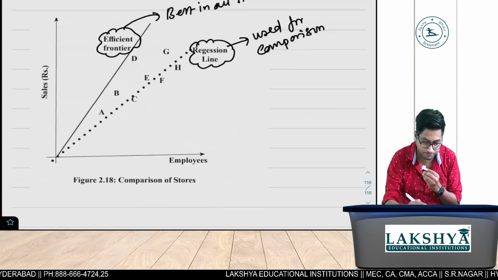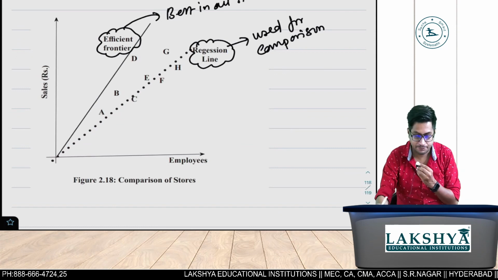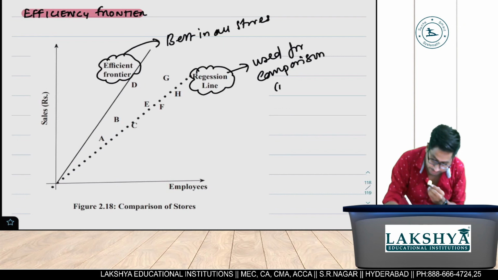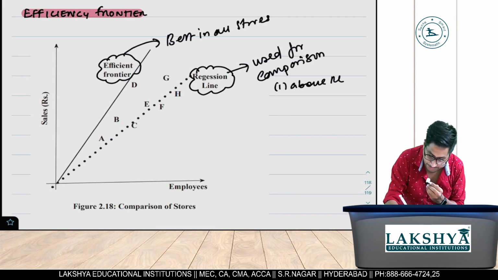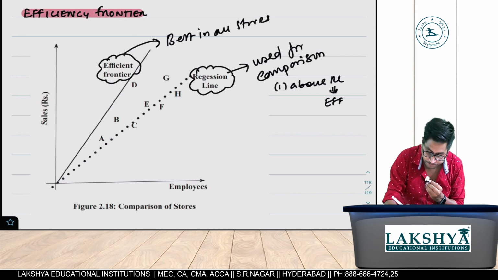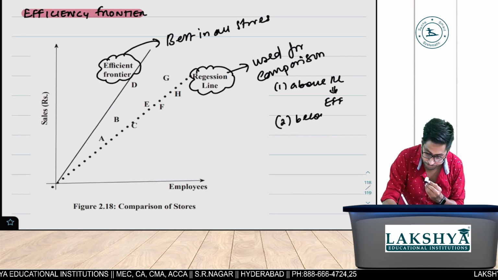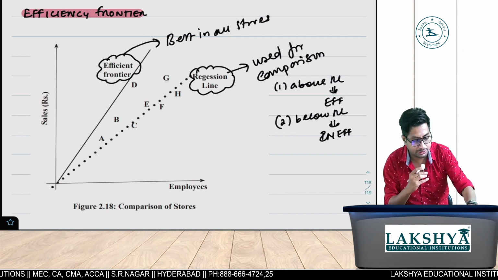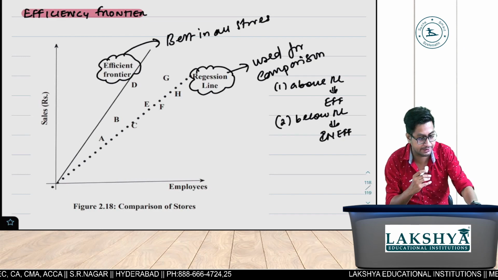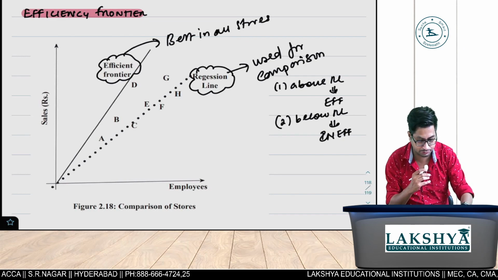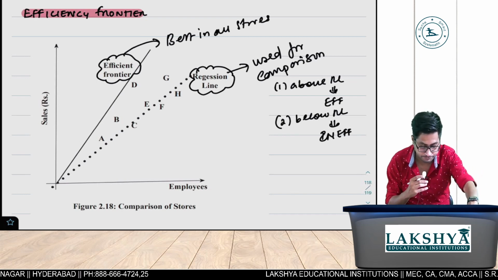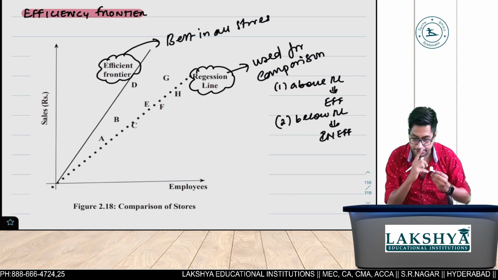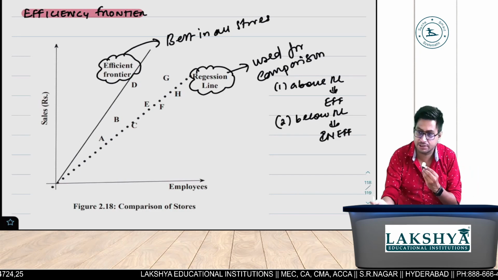After drawing exactly from the center, this particular line is called the regression line, which is used for comparison. Anything which comes above the regression line is considered efficient, and anything which comes below the regression line is considered inefficient. I repeat, any store which comes above the regression line is considered efficient. Anything which comes below is inefficient, or you can say inferior or superior, like that.